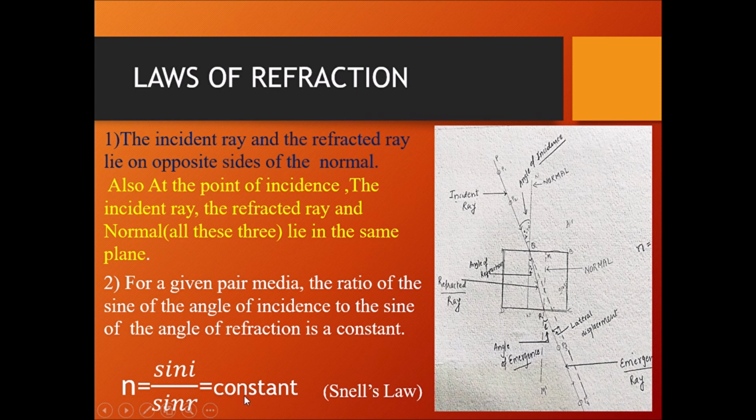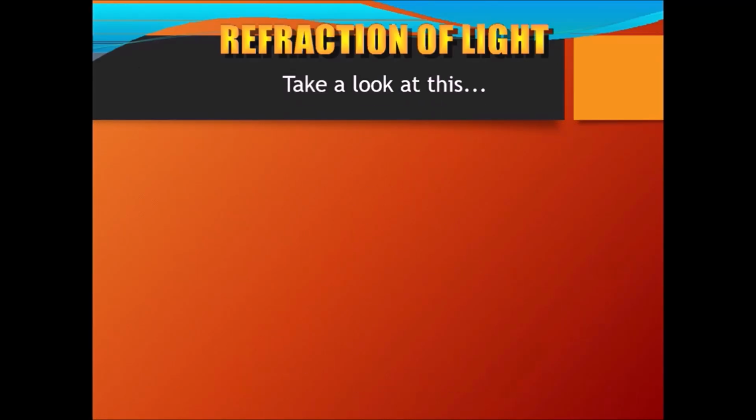Sin i upon sin r will give you the same value, 1.5, all the time, and that's nothing but called a constant. So for a given pair of media you will get a constant value all the time, and this ratio is named as refractive index. Since it was given by a scientist named Snell, as I told you before, this is known as Snell's law. What is Snell's law? Sin i upon sin r is constant, and which is known as what? Refractive index.